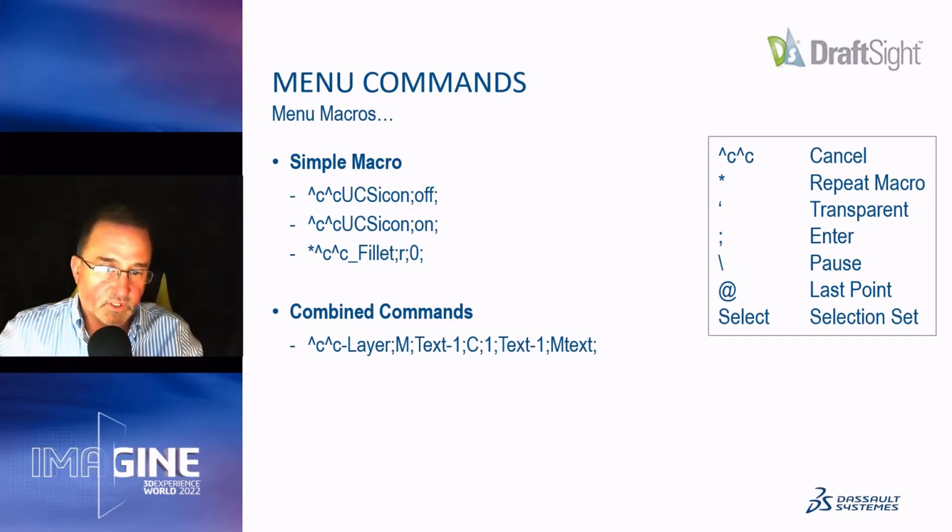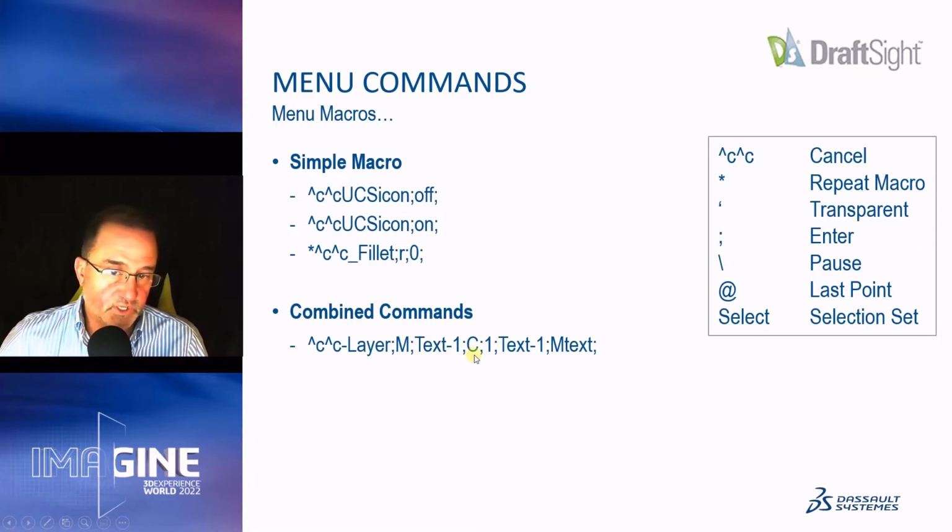So if you look at the sequence, what it looks like is we're going to do ~C. We're going to use the minus layer command so that we don't get the interface or the dialog box. So minus layer means we're going to be able to put the options on the command line. We're going to hit enter. We're going to say M for make layer, enter. We're going to type in the name of the layer that we want, text-1, enter.